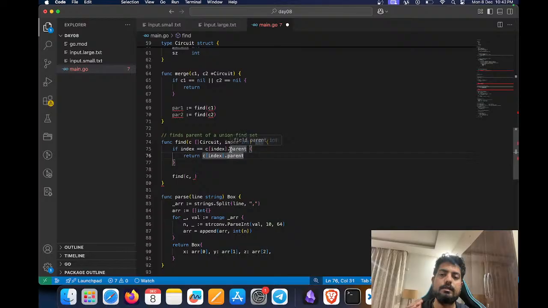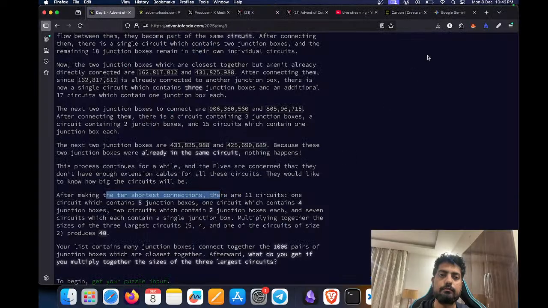So we take in the circuit array, that is, we take in all the sets as well as the index for which we need to find the parent. So if the index is equal to the parent itself, we return it. If not, then we just move to the parent of this circuit, so, like, parent of that index.